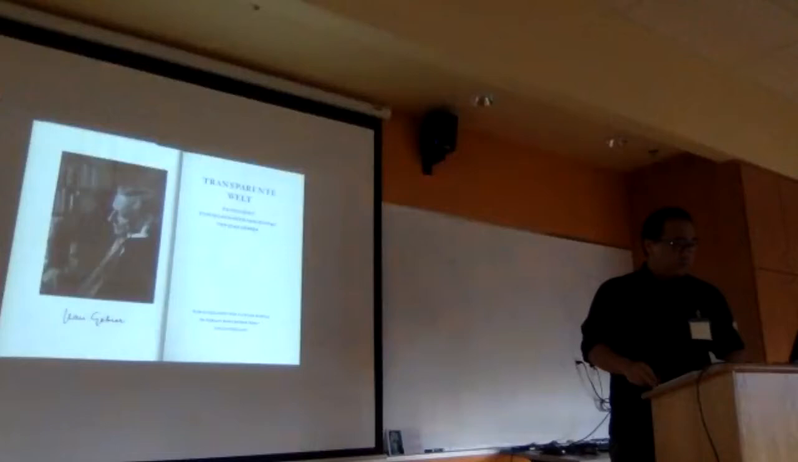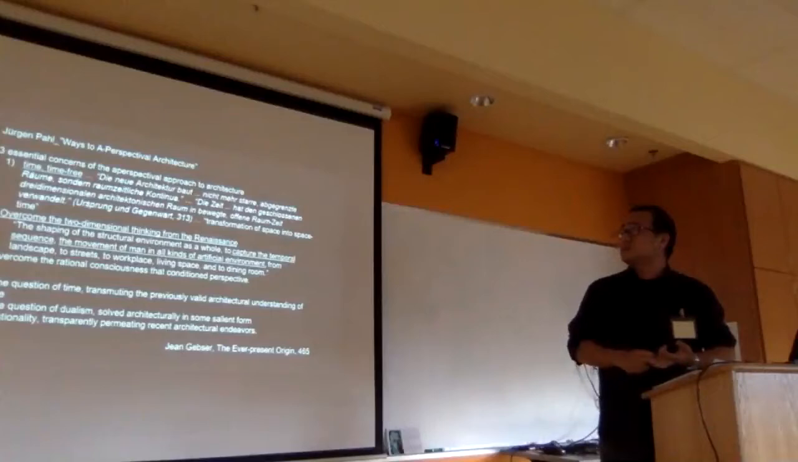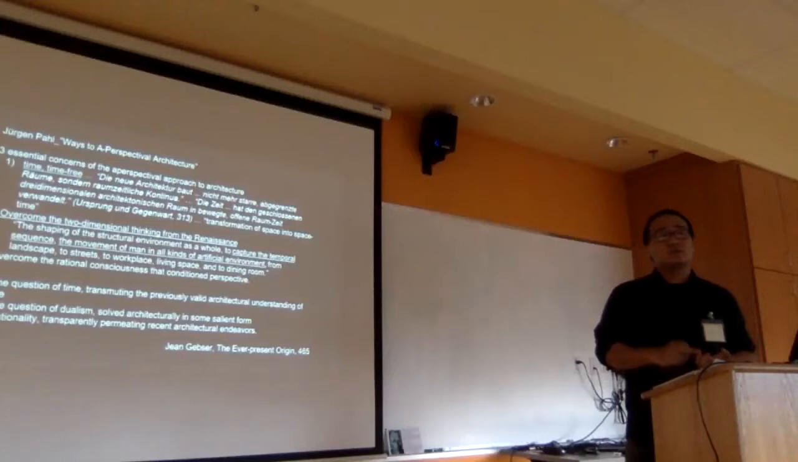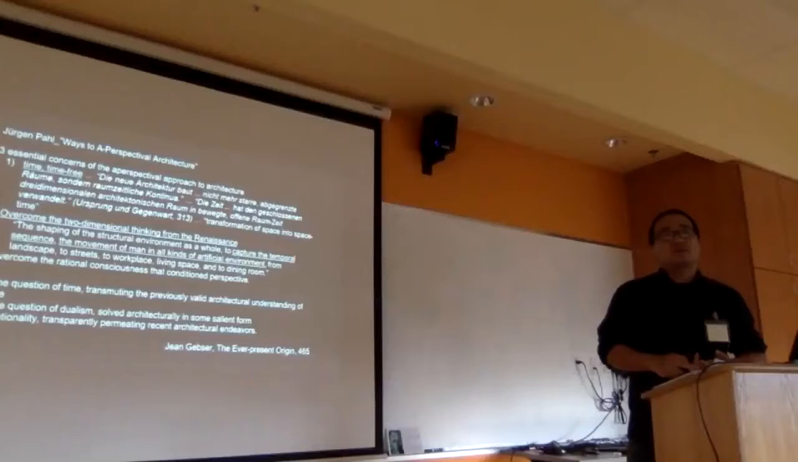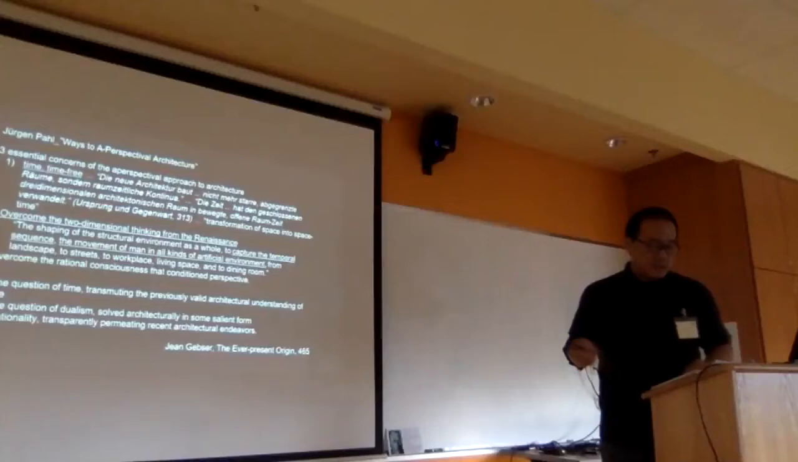The essay by Joedicke that I just mentioned is enclosed in this one. And in this particular essay, Ways to an Aperspectival Architecture, he laid out three essential concerns, three essential ways to design or create aperspectival space in architecture. The first one is time-freedom, or the introduction of the dimension of time in architecture. The second one is to overcome the two-dimensional thinking from the Renaissance period. And the third one is to overcome the rational consciousness that conditioned perspective.